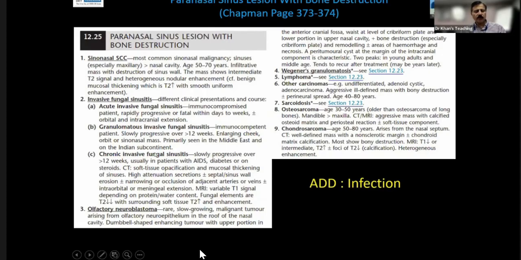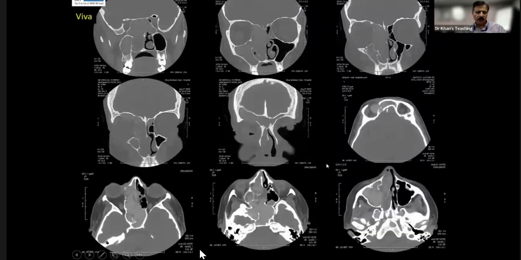The key point to remember is that in fungal sinusitis, there will be high density material, usually in the center. And when there is associated bony destruction, because it can cause bony destruction, you've got your diagnosis.